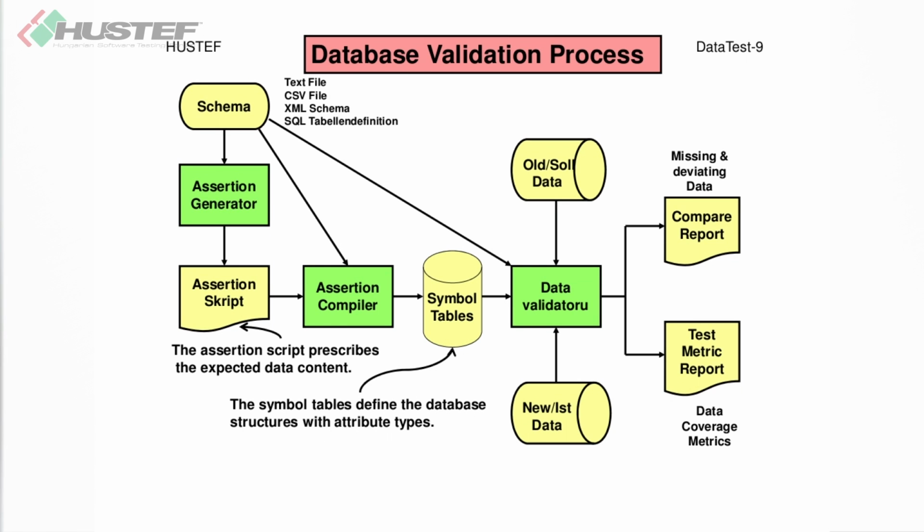This is the process here. We begin by reading the schema into the assertion generator, so we can generate a script defining what the data should be. Of course, this script has to be modified by the tester. He puts in the values, so we generate the script of this assertion script.